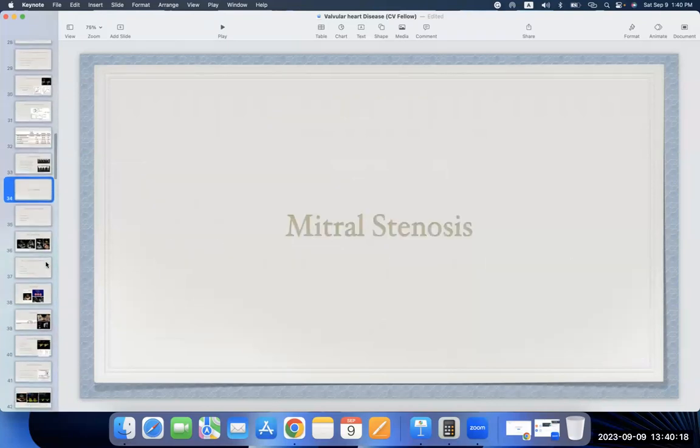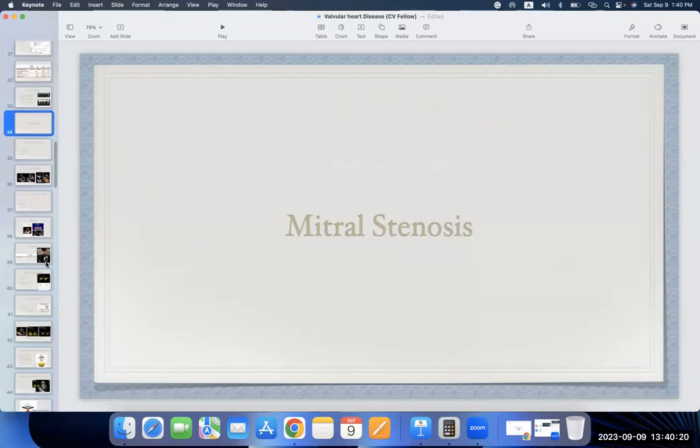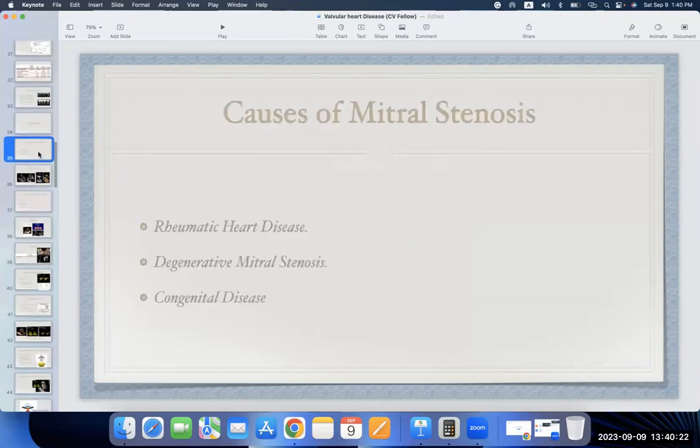So by this, now we have finished aortic valve stenosis. We'll start with mitral stenosis. The commonest cause of mitral stenosis is, as you know, rheumatic heart disease in the young individual, and degenerative calcified mitral stenosis in the elderly. It's very important to differentiate between both with echo. And at the end, we have the congenital.